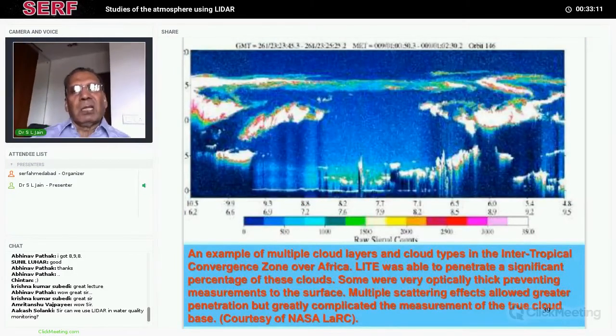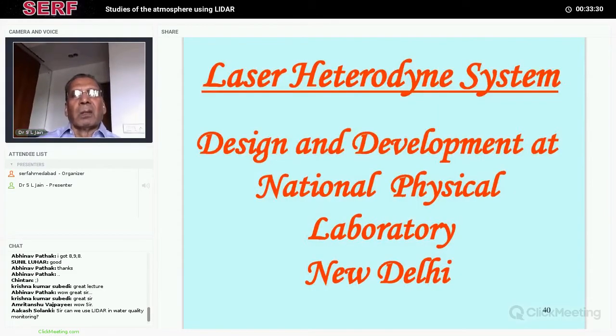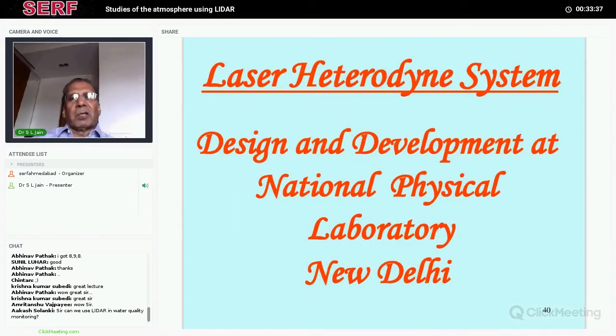From this you can see how much detailed information on clouds you get with time and with their passes, and very different layers of clouds can be detected from this. So a lot of information has been obtained by the satellite-based LIDAR systems. Then I come to the laser heterodyne system design and development at National Physical Laboratory, New Delhi, and we will spend some time on that.